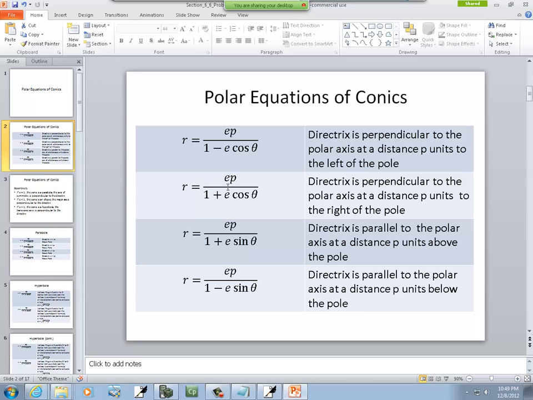Now our next one is R is equal to EP over 1 plus E cosine theta, and the directrix is perpendicular to the polar axis at a distance p units to the right of the pole. R is equal to EP over 1 plus E sine theta. The directrix is parallel to the polar axis at a distance p units above the pole. And R is equal to EP over 1 minus E sine theta. The directrix is parallel to the polar axis at a distance p units below the pole.